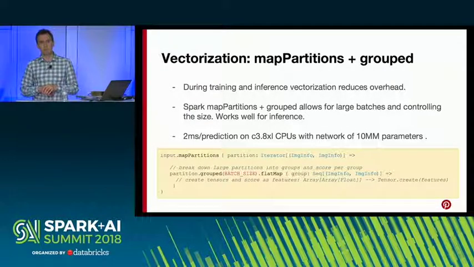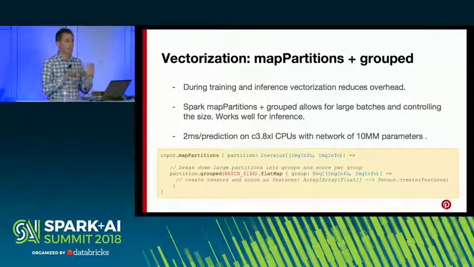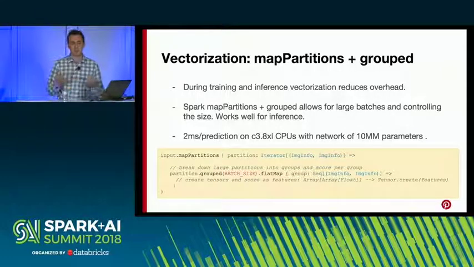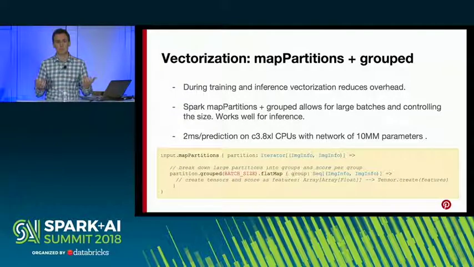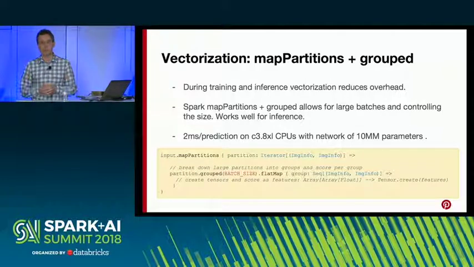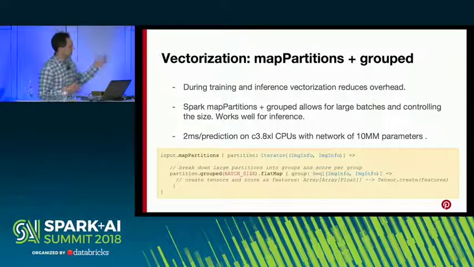The training happened outside of Spark context, but inference happens inside Spark. And I think it's a really good fit. The reason for this is that to get good performance, especially in large neural networks, you want to vectorize as much as possible. And mapPartitions plus grouped gives you that control. So mapPartitions sends big batches and allows you to process big batches at a time. But of course, sometimes the batches may be too big, and so you want to group it into the exact size that you have control over. And again, a little code snippet here shows this basic approach.